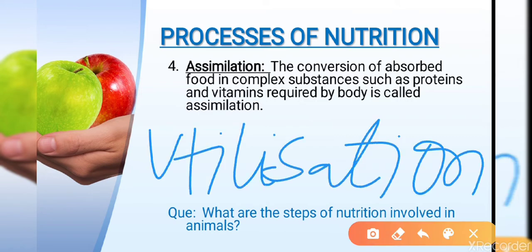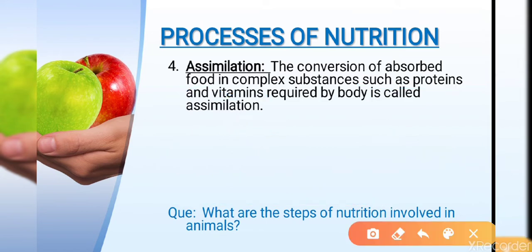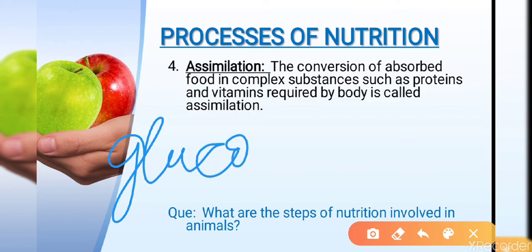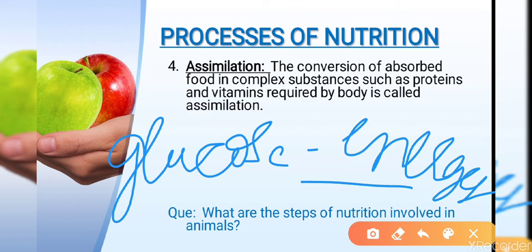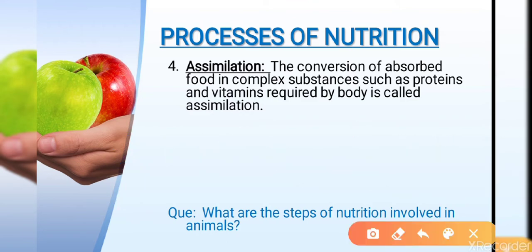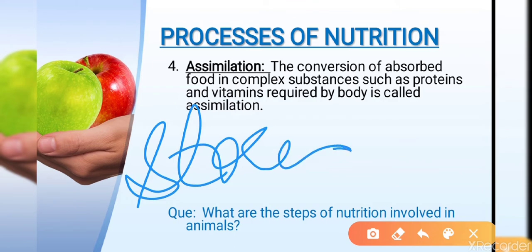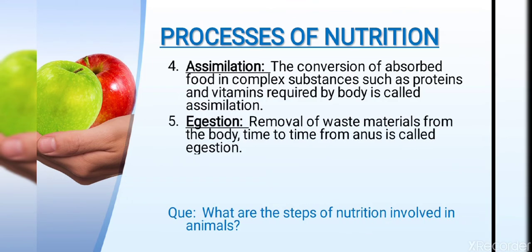For example, the amino acids are used for the development of proteins and vitamins which are needed by our body. Or glucose is used for production of energy by the process of respiration. And the extra food is stored in our body. Last process of nutrition is egestion. In this process, the waste material or the undigested food is excreted out of the body.